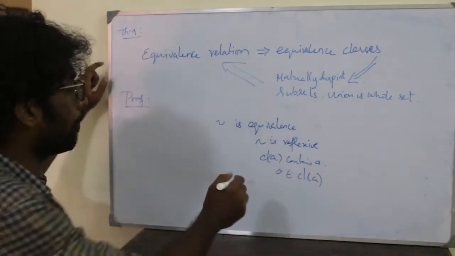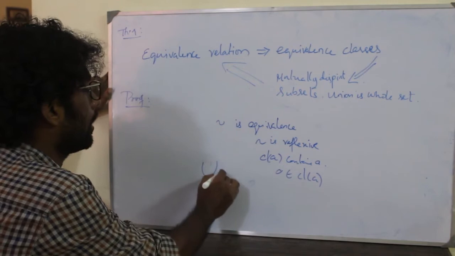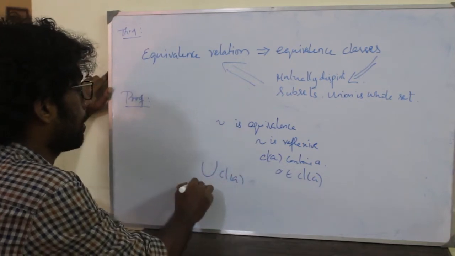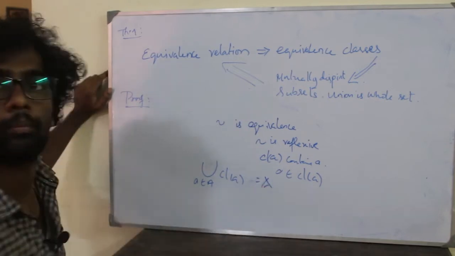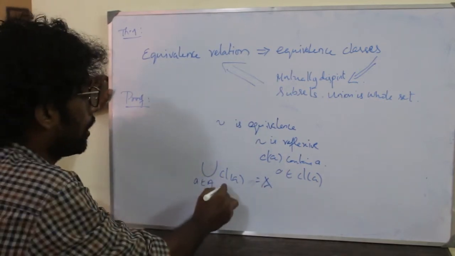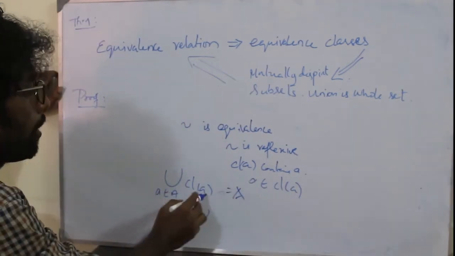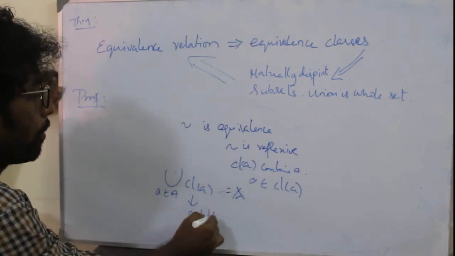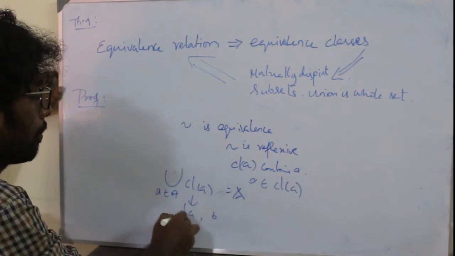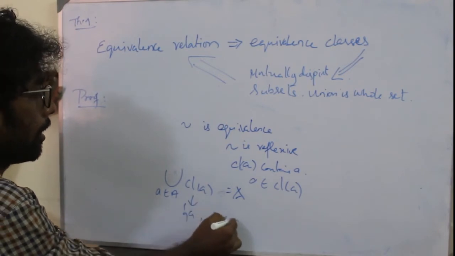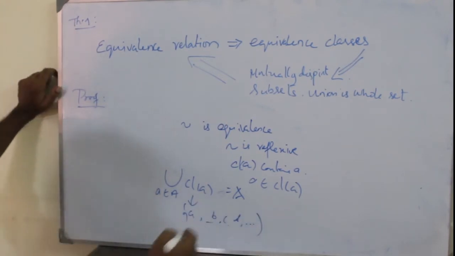Therefore, if I take the union of CL of A over A belonging to A, it will be equal to A. CL of A contains A, CL of B contains B. Taking the union, then B, then C, then D, and so on, which is nothing but the set A.